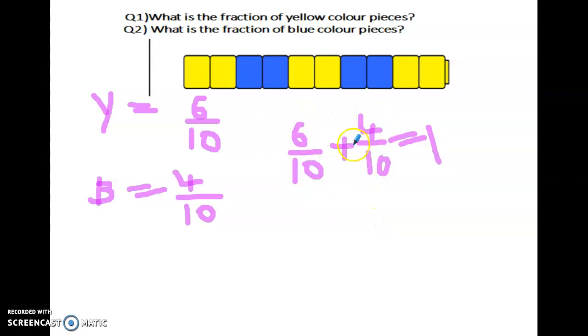If we represent this fraction as a decimal number, we can write 0.6 plus 0.4 makes 1 whole. Is this the only way to represent 1 whole? According to this diagram, this is the answer. But we can use our number bond knowledge to make 1 whole in different ways.